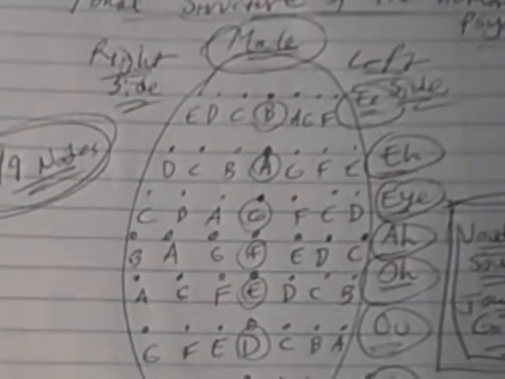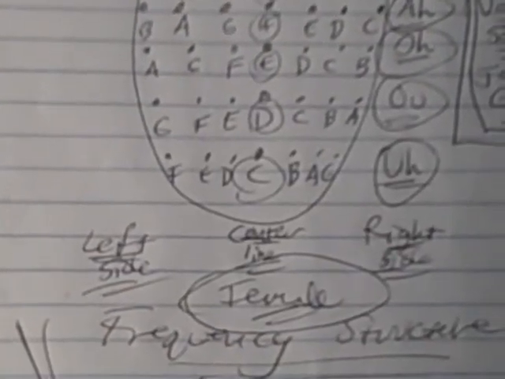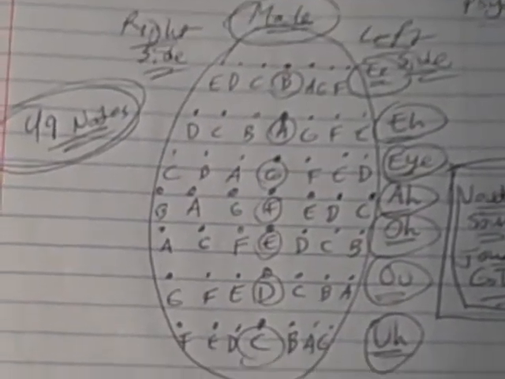And what you have is the center line right here, which goes from the base of the spine to the top of the head, which is the notes C, D, E, F, G, A, B.